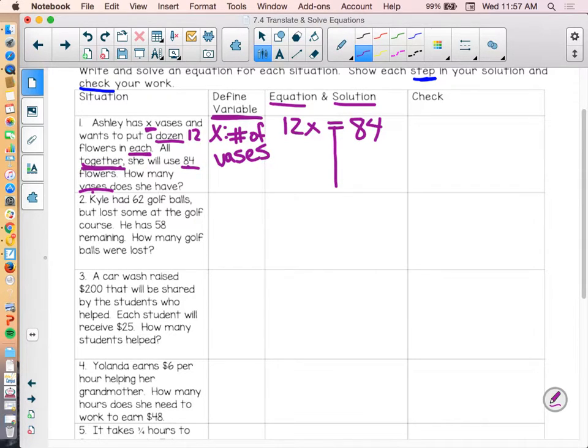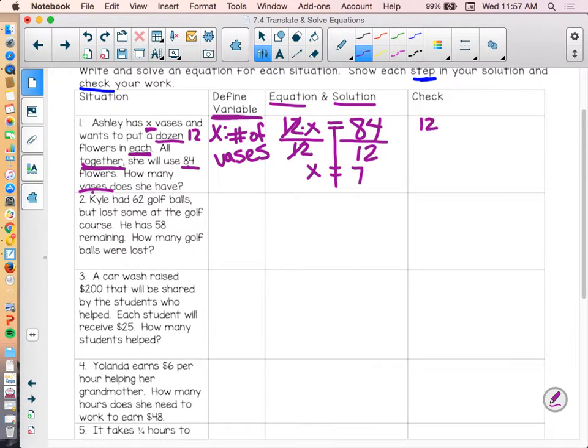So now I'm going to solve. All right, remember multiplication. To undo, you have to divide, and I'd like you to use a fraction bar. And I'm dividing both sides by that 12 so that it cancels out. Divide by 12. Then I'm just left with x equals, and then I need to know 84 divided by 12. I can use a calculator or I can long divide. The answer is 7.